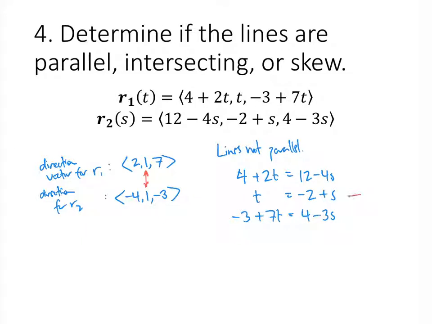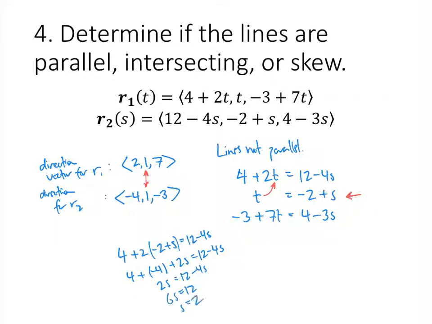The second equation here gives us a solution for t, so let's take that solution for t and substitute it into the first equation. That gives us 4 plus 2 times the quantity negative 2 plus s equals 12 minus 4s. That's 4 plus negative 4 plus 2s equals 12 minus 4s. So 2s equals 12 minus 4s, 6s equals 12, s equals 2. And since t equals negative 2 plus s, that would mean t equals 0.